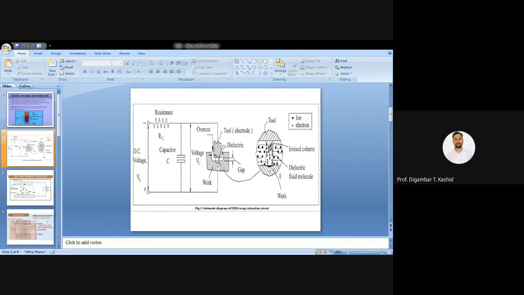Once again I repeat, there is machining from your tool as well as the workpiece, but the amount of material removed from the tool is negligible.